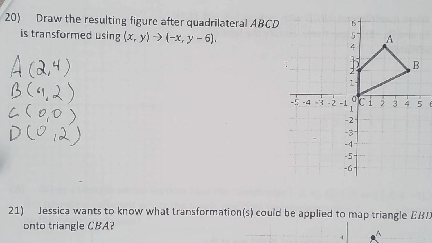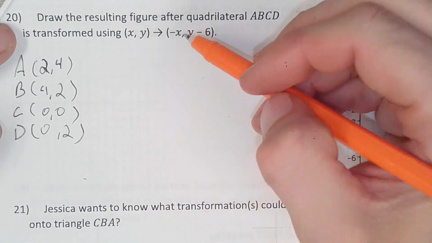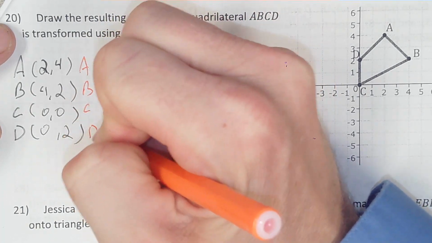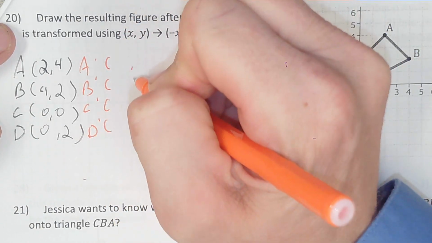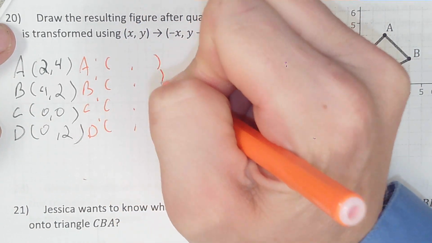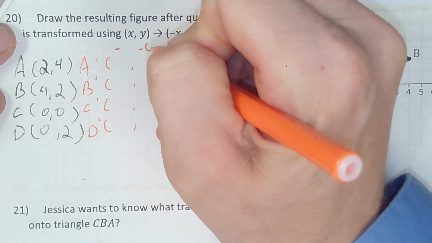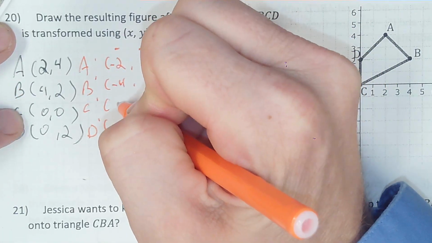All right, so here's number 20, and it's plotted dots again and the coordinate points, and it gives us this weird transformation here. It means nothing. But it tells us that we're going to do A, B, C, D, and this transformation is going to happen to it, where we're going to take X and we're going to swap its value. We're going to take Y and subtract 6 from it. So this is going to be -2, -4, 0, and 0.